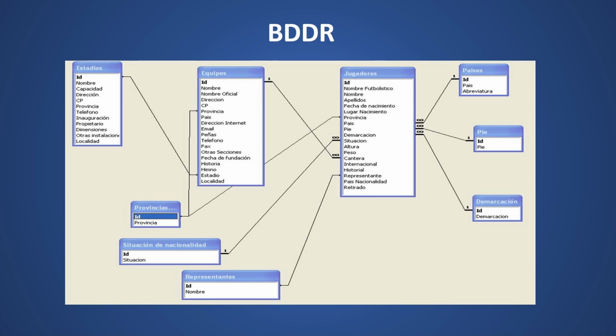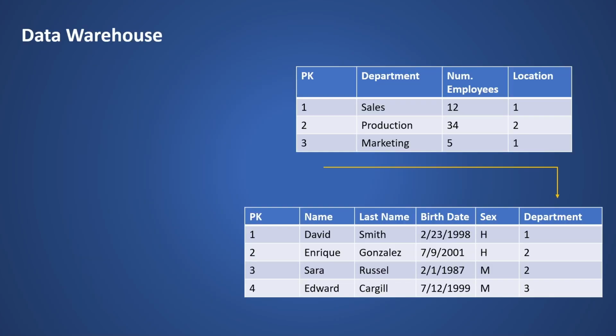Now, what is a data warehouse itself? They are nothing more than databases, which means we store information in tables that are related to each other. For example, we have these two tables that are related to each other. They are connected through the PK column in the table above, which is the departments table, and the departments column in the table below, which is the employees table. Because they are related to each other, this database is called a relational database.